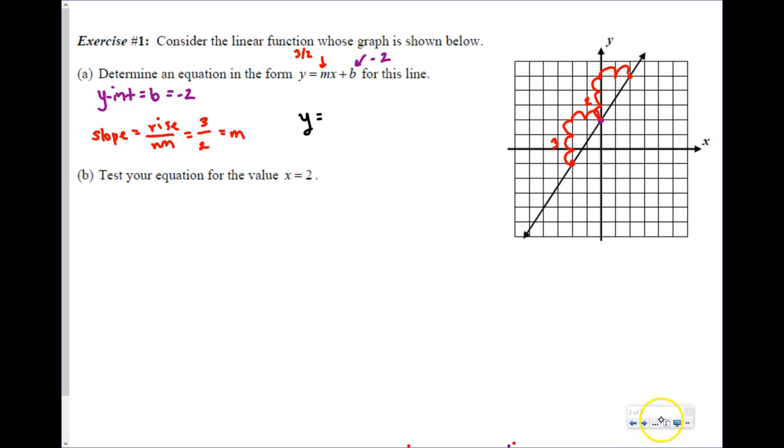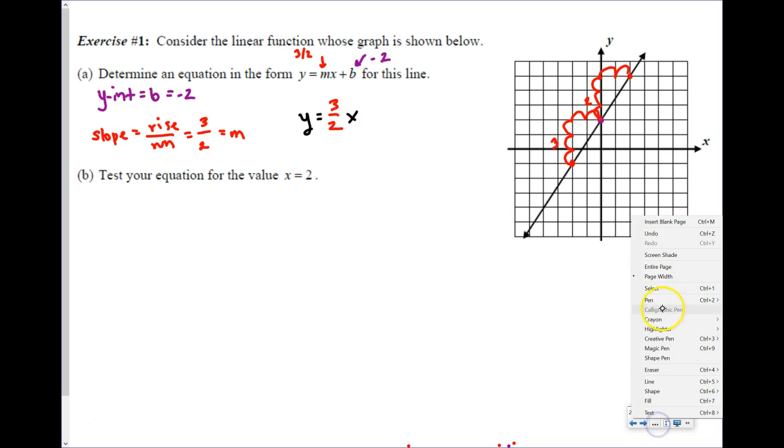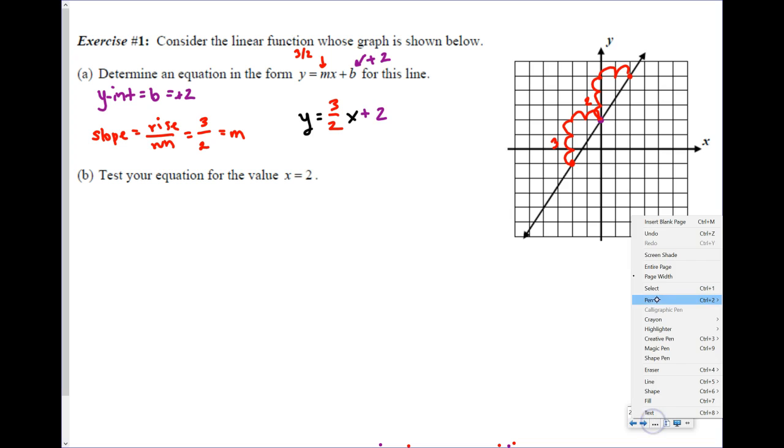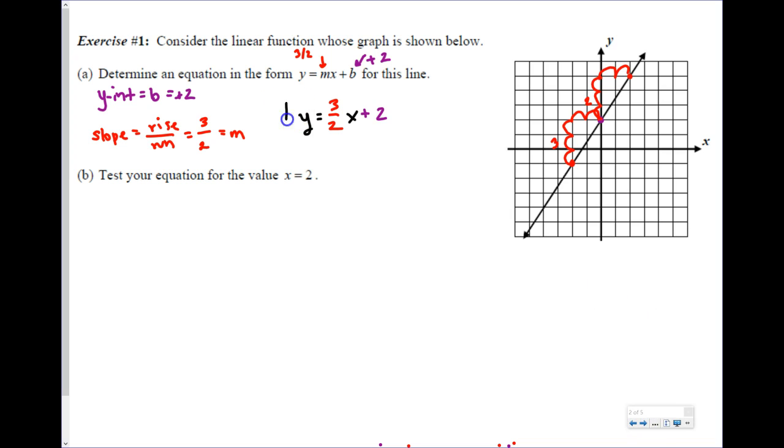Oops, my pen stopped working. 3 over 2 x, and then my y-intercept is, I'm sorry, my y-intercept is a +2, not a -2. My apologies. So it should be +2 here. Okay, so there's my equation from the line given a graph. So you find your slope, find your y-intercept, and you can have your equation.